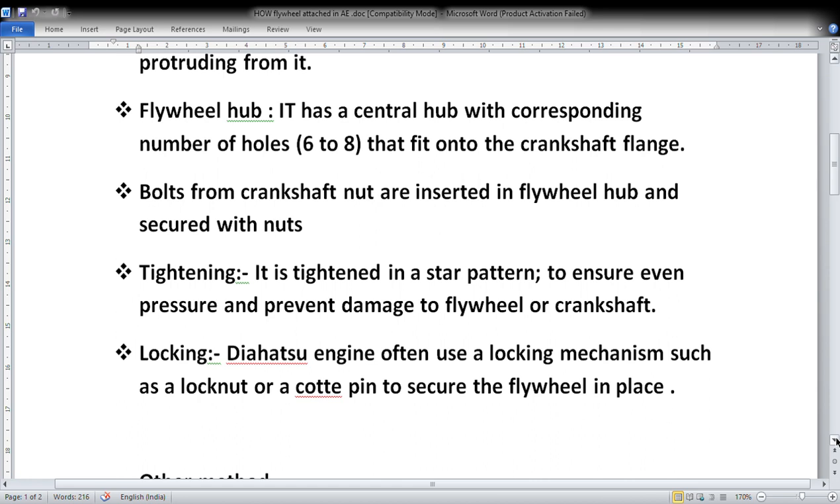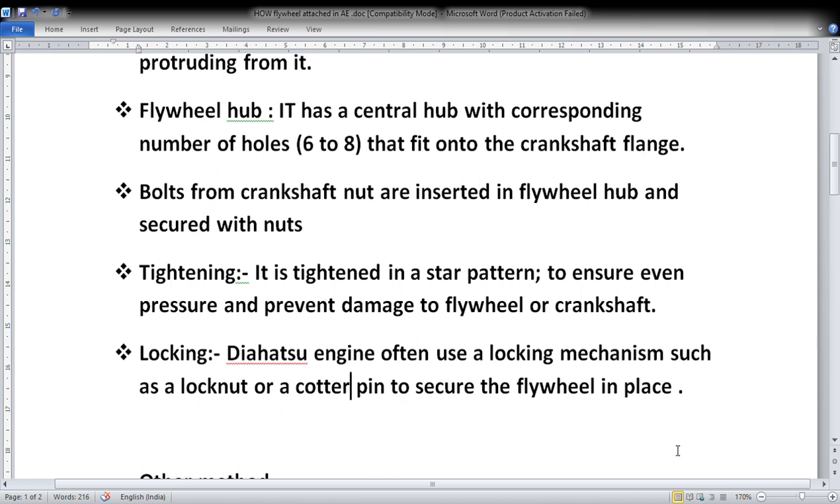In the same way all the machineries are tightened. Now the flywheel is rotating at a very high rpm. So what happens after the nut tightening? There is a securing arrangement for that, which is known as the locking arrangement. So when you speak about a Daihatsu engine, it often uses a locking mechanism such as a lock nut or a cotter pin to secure the flywheel in place.